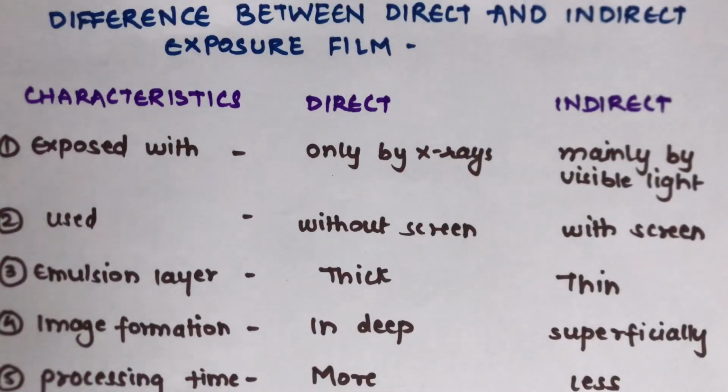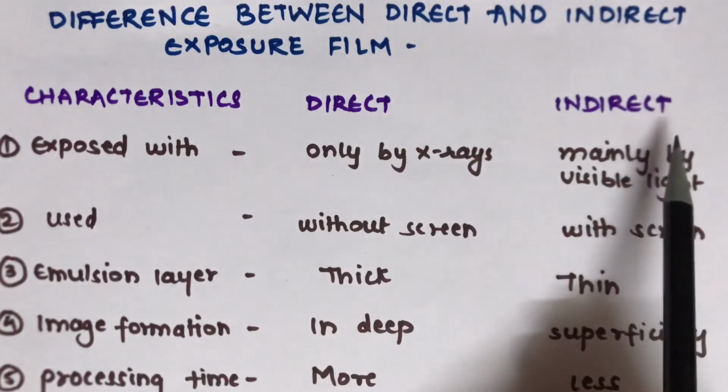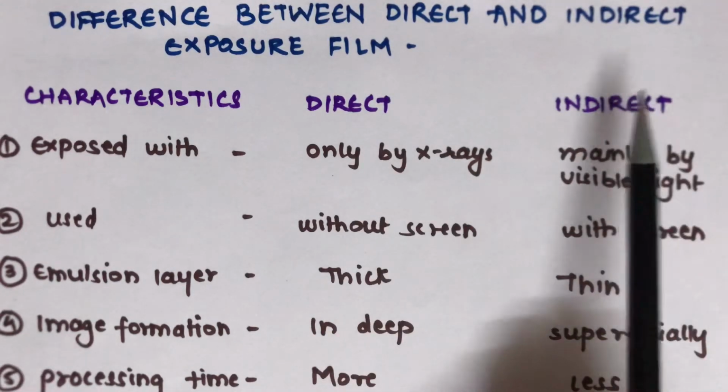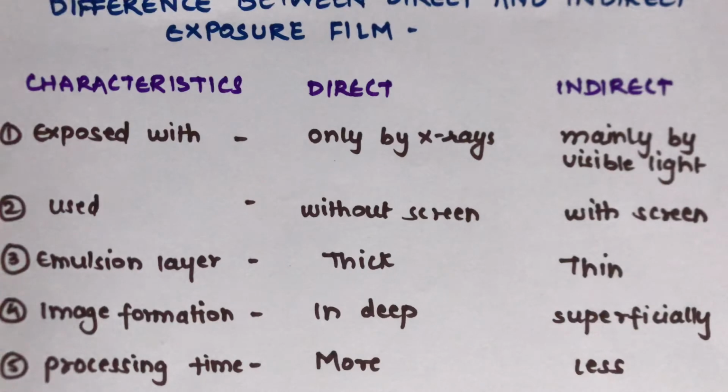Now the next type of difference is depending on the sensitivity. Depending upon the sensitivity it is classified into two, that is direct action or indirect action. Direct action films are nothing but non-screen films, and indirect action films are screen films. So what is direct and indirect? Direct is without the intensifying screen, and indirect is with the intensifying screen. Indirect is where you take an intensifying screen to produce that image, and because of that it is indirect. Direct is where you get an image on that film directly.